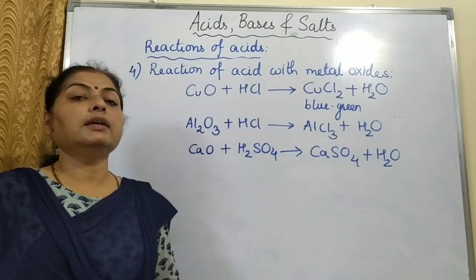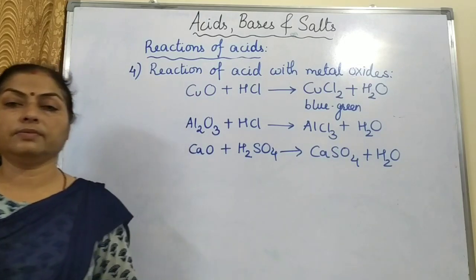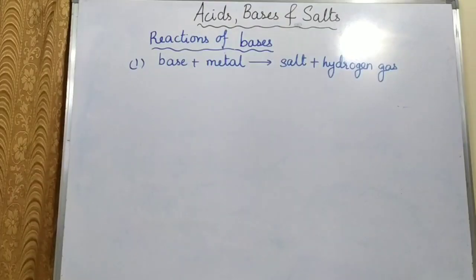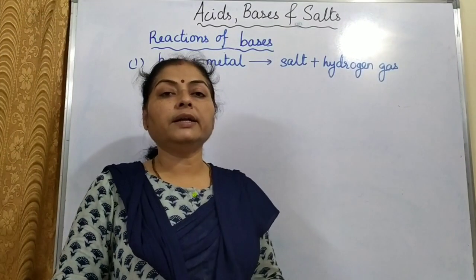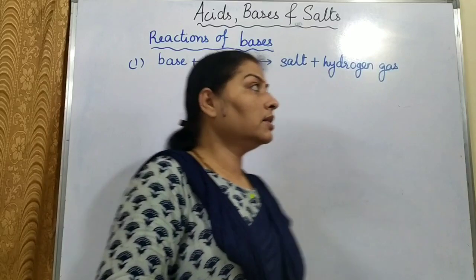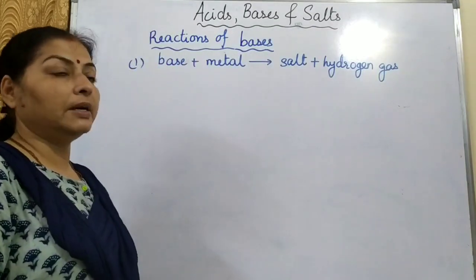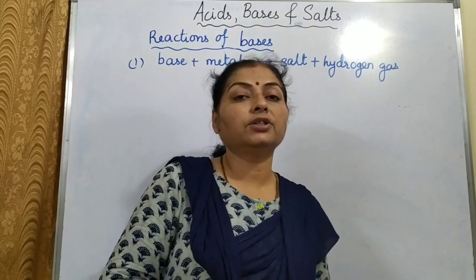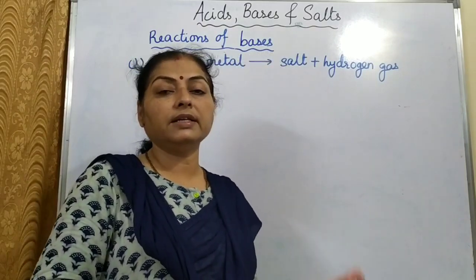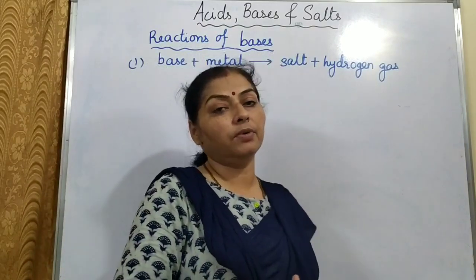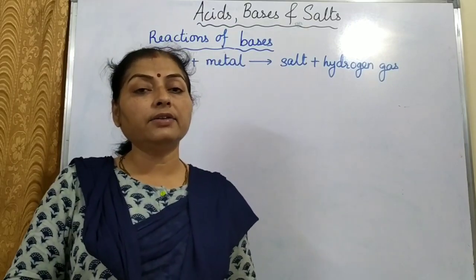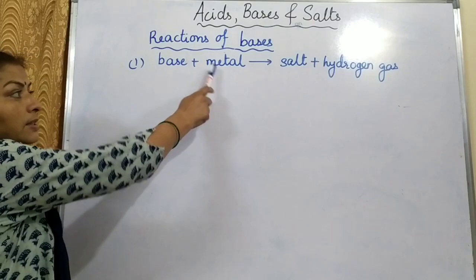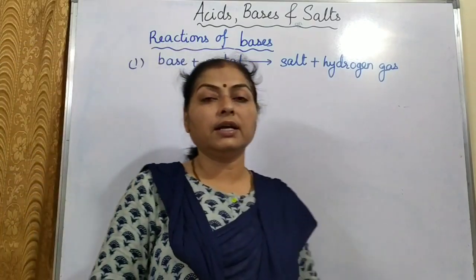Now let us see the reactions of bases. So children, now let us see the reactions of bases. The first reaction of base is with metal. We have seen the reaction of acid with metal. Zinc reaction with sulfuric acid, we saw that zinc sulfate and hydrogen gas is formed. So when an acid reacts with metal, hydrogen gas is formed. Similarly, when a base reacts with a metal, then also salt and hydrogen gas is formed.